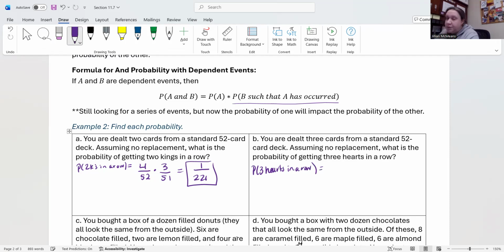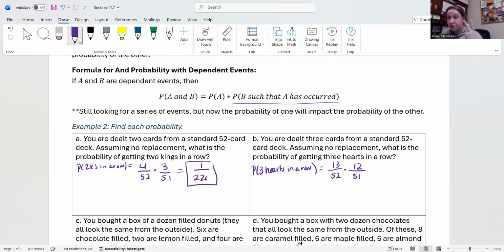Okay. So the probability of 3 hearts, well, the probability of the first heart is exactly what you would expect. How many hearts are in the deck? How many cards are in the deck? So we know we've got 52 cards in the deck to start. And of those 52 cards, 13 of them are hearts. But now you're holding a card and it happens to be a heart. So for your second draw, you've only got 51 cards. And of those 51 cards, only 12 are hearts.